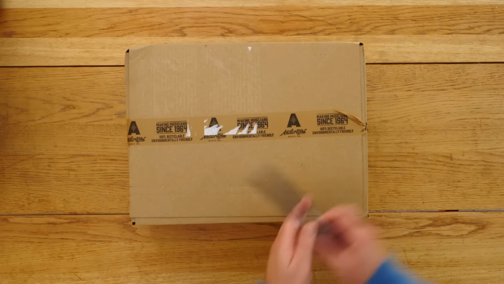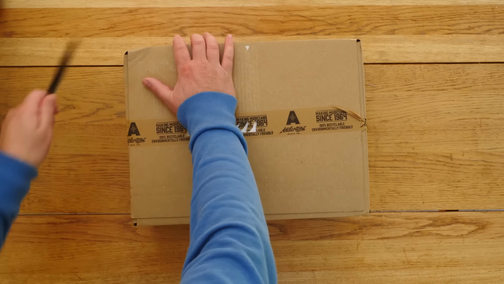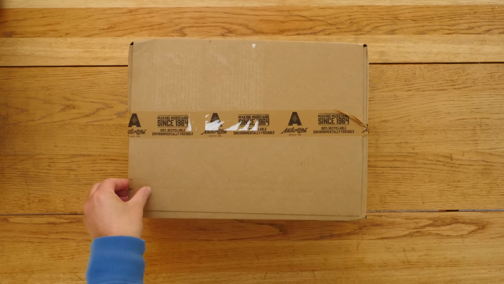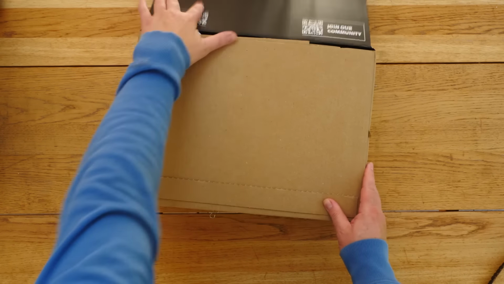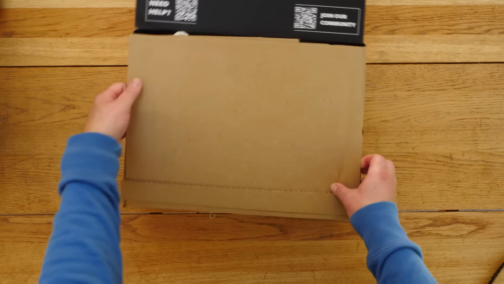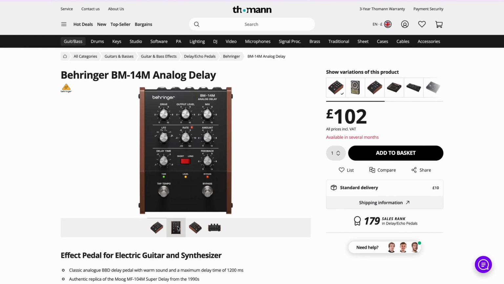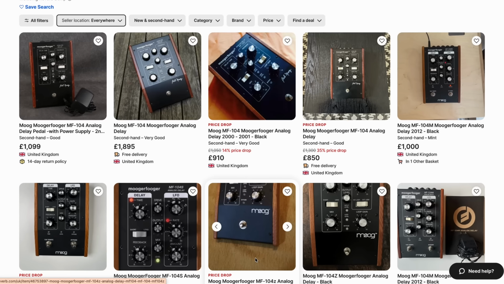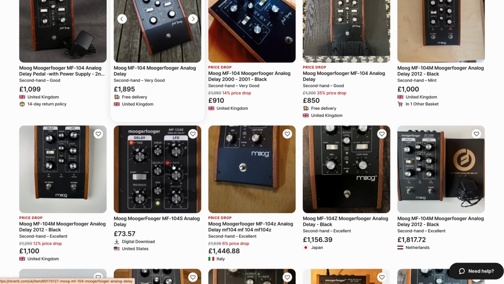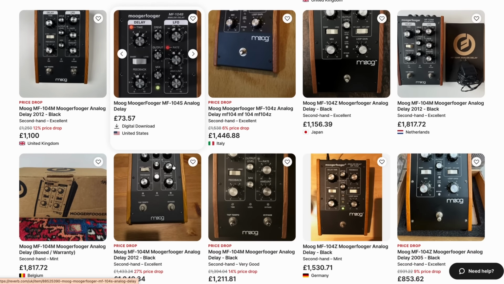So what do we have here? We have the long-awaited Behringer BM-14M analog delay, which is a clone or a copy of the MoogerFooger MF-104M analog delay, but comes in at a fraction of the price. I think this one cost me £115 from Anderton's in the UK. If you look at used prices on the MoogerFooger, you're looking at over £1,000. I've seen them advertised for £2,000.